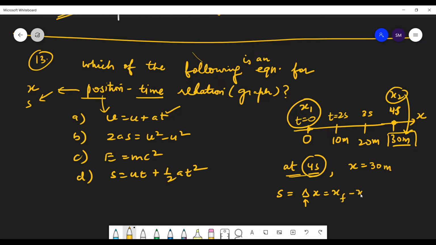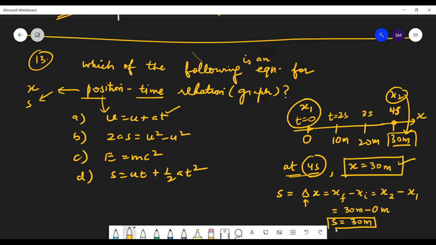We write it like this. So what is the final position? Final position is x2. What is the initial position? x1. So x2 minus x1, always it is like this. So x2 is 30 meters, x1 is 0 meters. So what will I get? 30 meters. So can you see that position is 30 meters and displacement is also 30 meters.